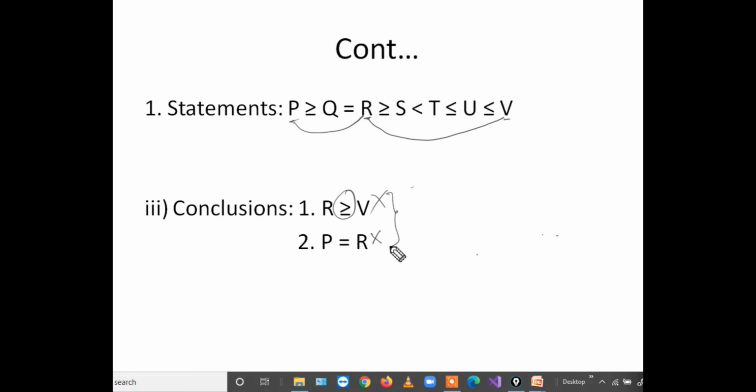So here answer is both conclusions fail. Means neither conclusion 1 nor 2. Yeah, there is one more question. Fourth question. T to V. Where is T? This is T. Where is V? This one. Between T and V, is there any opposite polarity? No, there is no opposite polarity.